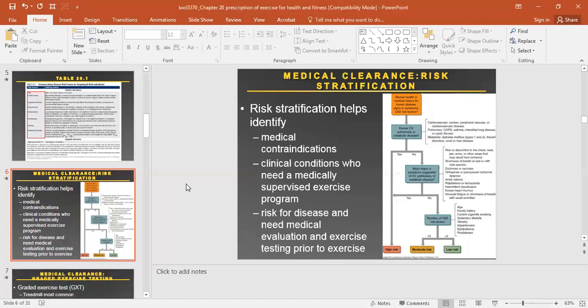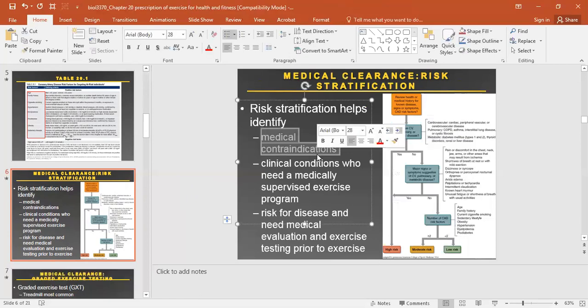And by assessing medical clearance and your risk, that risk stratification, saying you're low risk, moderate risk, or high risk, we can actually help identify several things. So by testing someone for medical clearance prior to initiating an exercise program, yes, it does help us develop an exercise prescription, but it also can tell us a lot. Like, do you have medical contraindications? Are you at risk for coronary artery disease? Are you at risk for diabetes? Or do you have it currently, you just didn't know it?